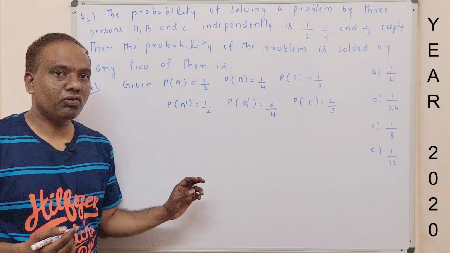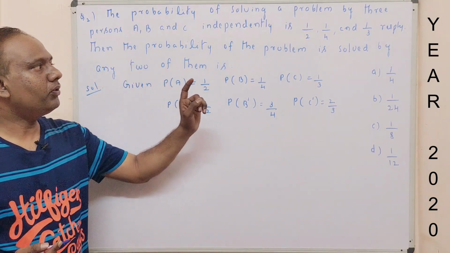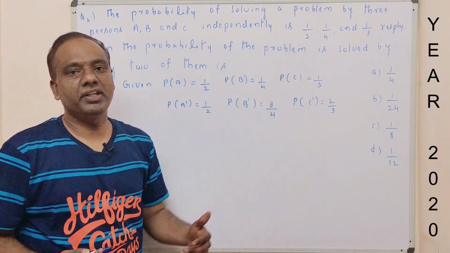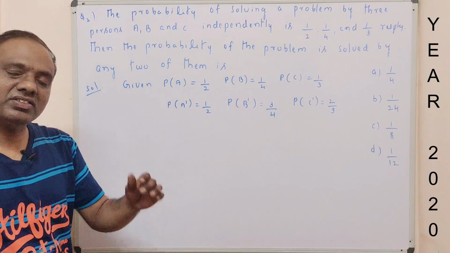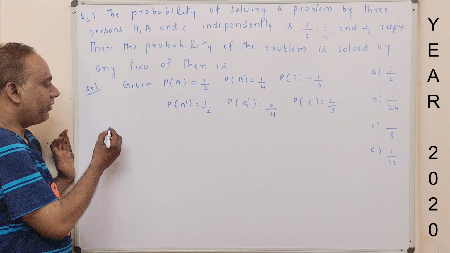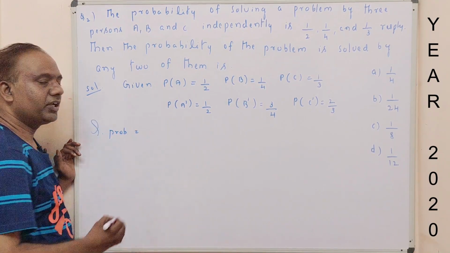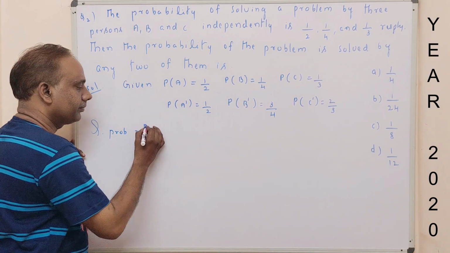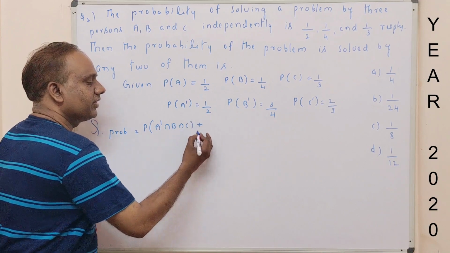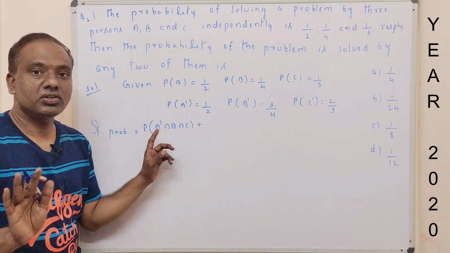Now this is P of A dash, P of B dash and P of C dash. Here the question is the probability of the problem solved by any two of them. Meaning two persons solve the problem and one person does not solve the problem. So the required probability is P of A dash intersection B intersection C. Here the meaning is B, C solve the problem, A dash does not solve the problem.